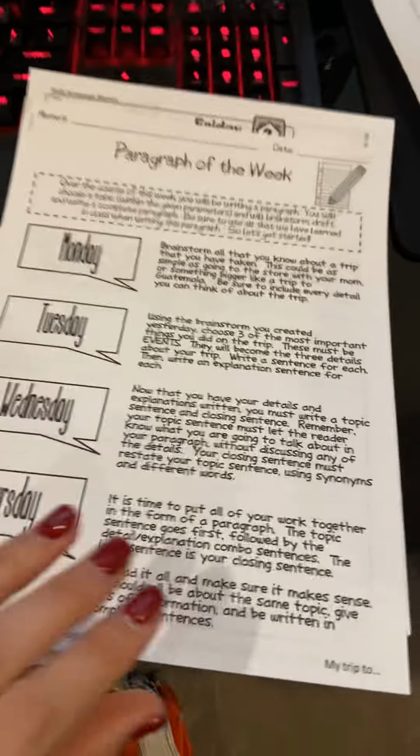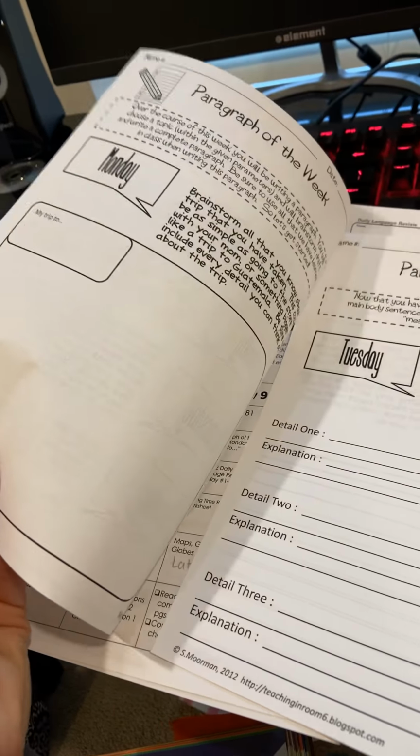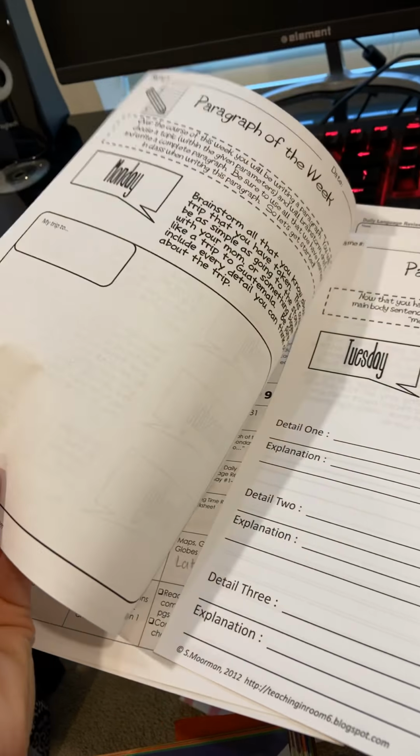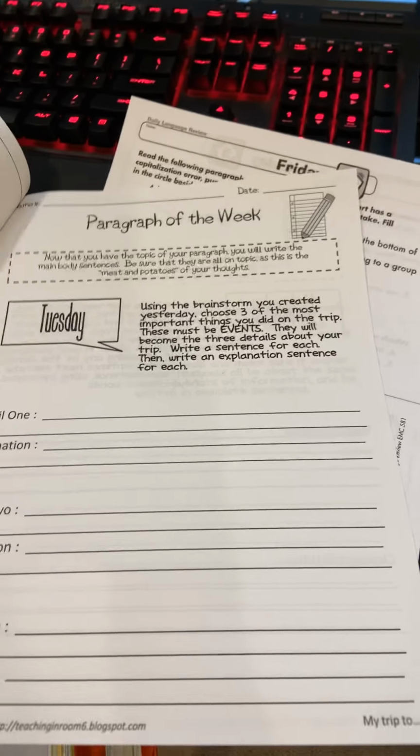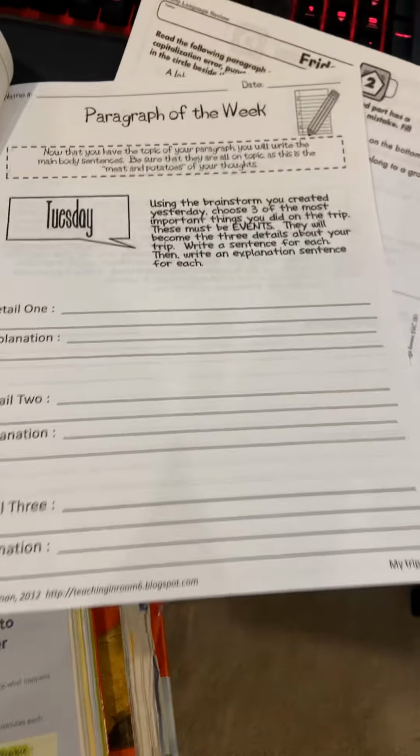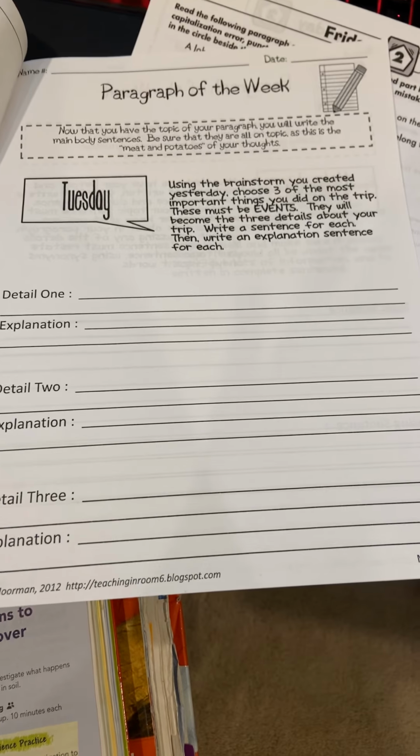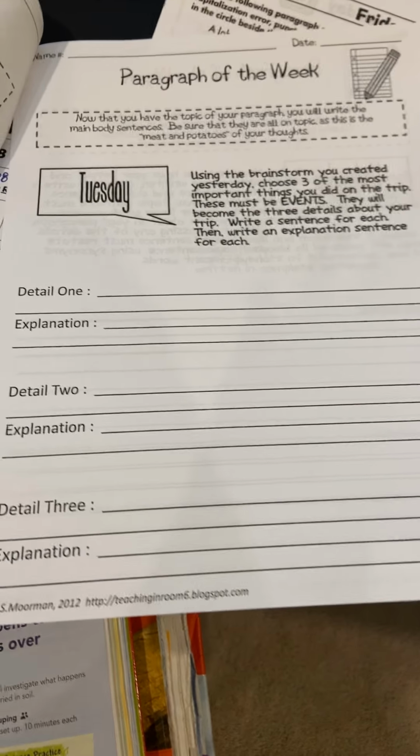All right. So you should have already started your brainstorming for that, thinking about somewhere you have been that you can tell a lot about. And then you should be moving on into your planning stage here, where you're coming up with your details about your trip and then explaining them in full detail underneath.